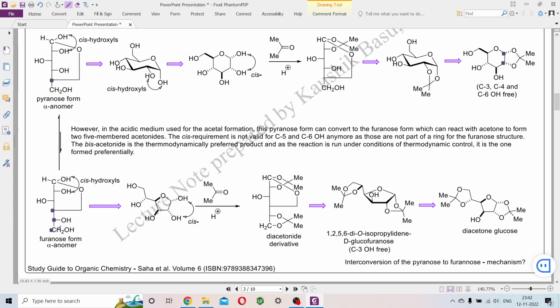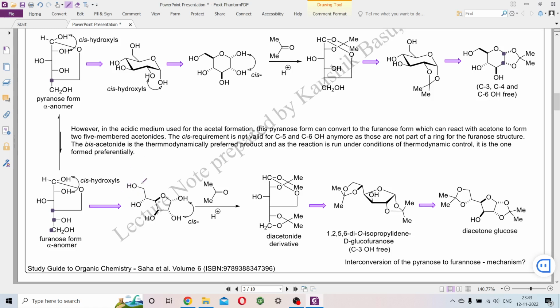You can have acetonization here. That means one molecule of acetone can react with this pair, the other will react with that pair. This is the Mills projection formula of the furanose form, and this time when acetone is reacting, we are getting an acetonide here as well as an acetonide here.